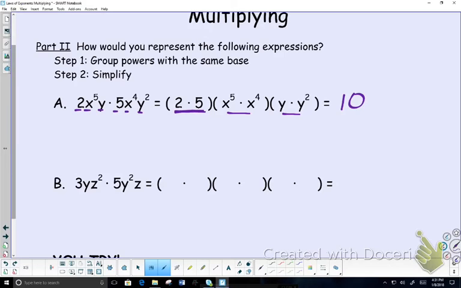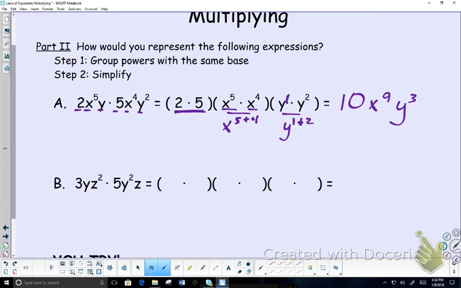So my next thing would be x to the 5th times x to the 4th. They both have a like base. I got x's, so I'm going to do 5 plus 4, which would give me x to the 9th. And then this would be y. Be very careful. There's a 1 there. I have a lot of people who just skip that. Don't do that, because 1 plus 2 is totally different than 0 plus 2. So this would be y cubed.